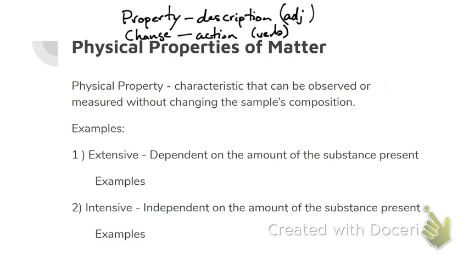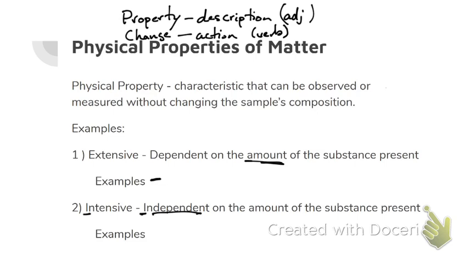So what is a physical property? It's a characteristic that can be observed or measured without changing the sample's composition. So it's something that you can look at and use to describe, but it's not changing the sample's composition. There are two types. There's extensive, which is dependent on the amount of substance present, and then independent, which is intensive. Notice intensive starts with an I, so it's independent of the amount.